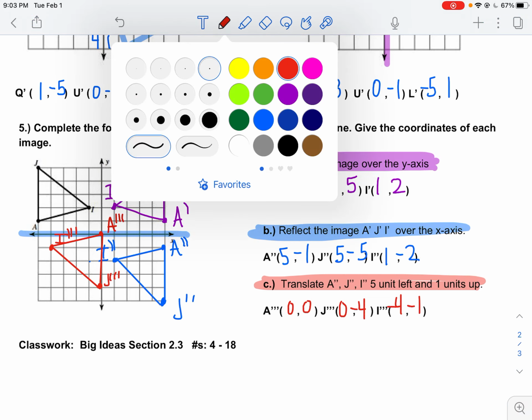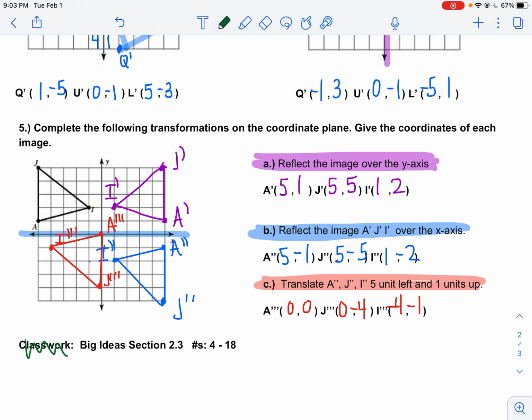You are, again, not going to do big ideas classwork. You're simply going to go into Canvas and make sure that you have your check completed for today's work.